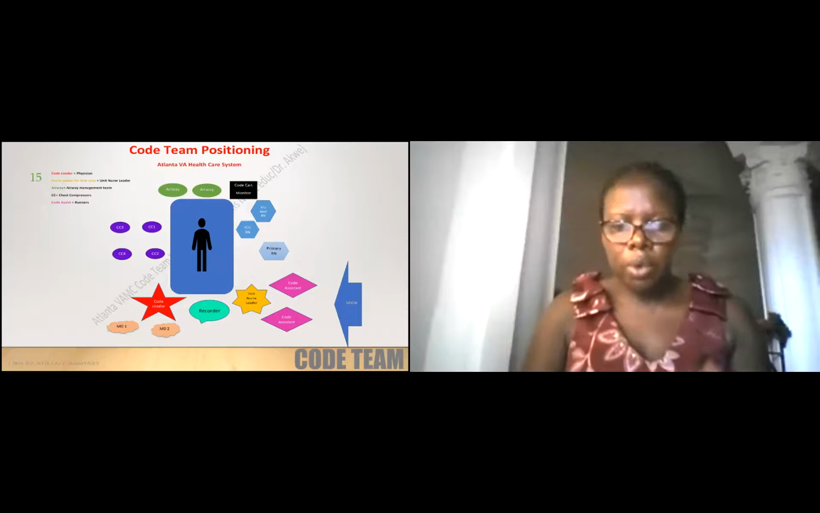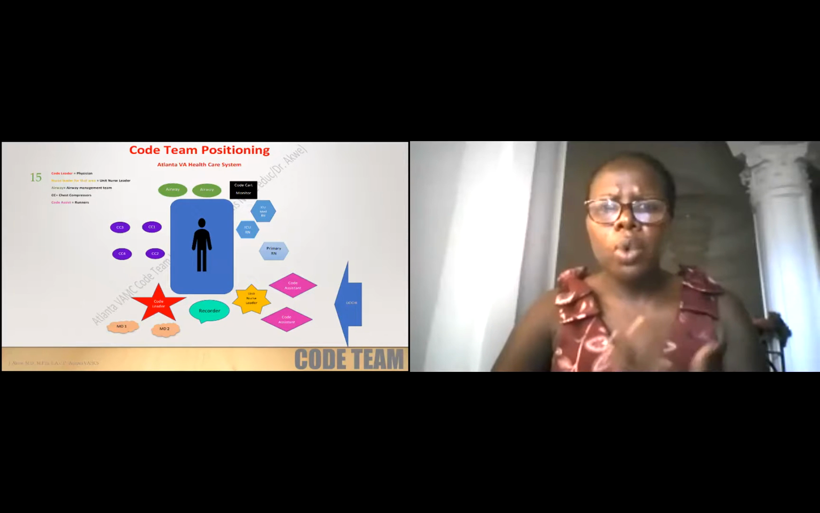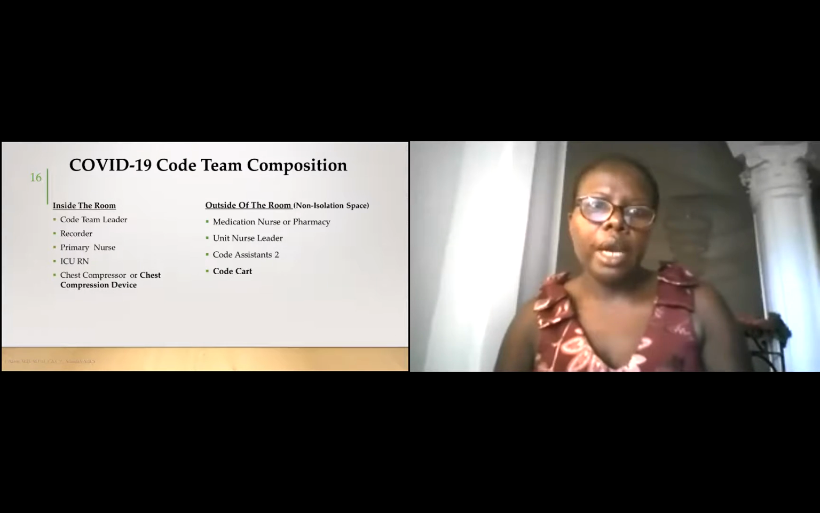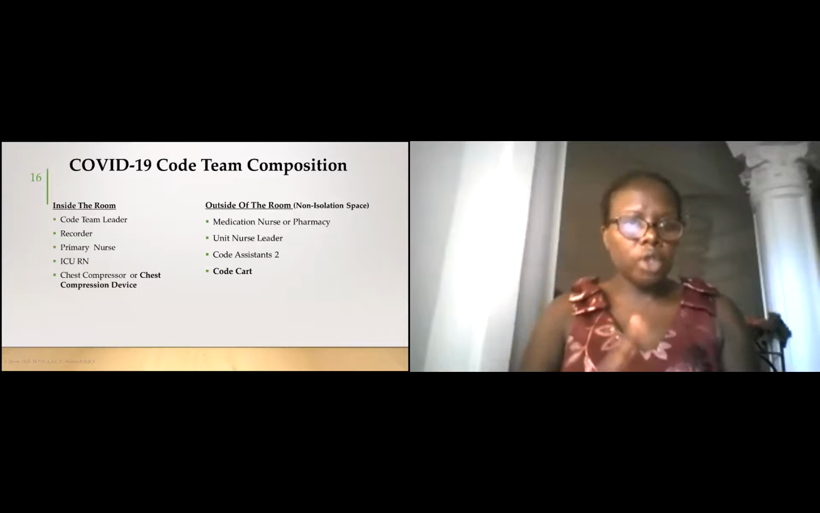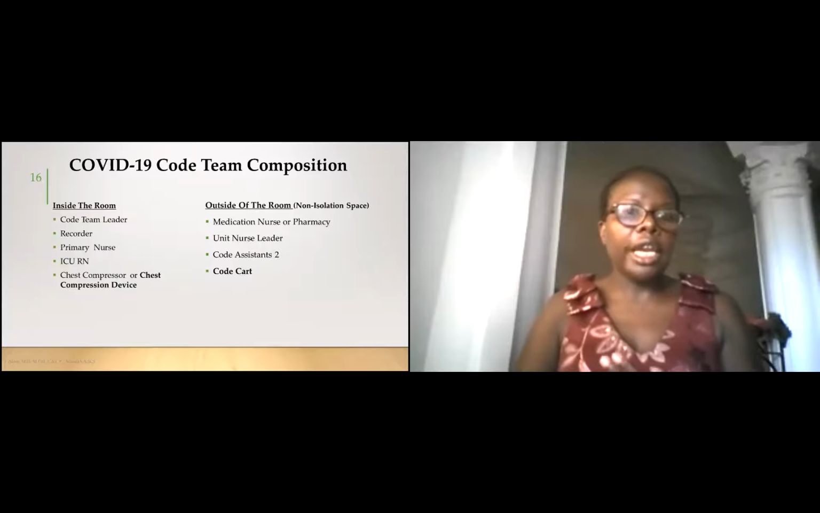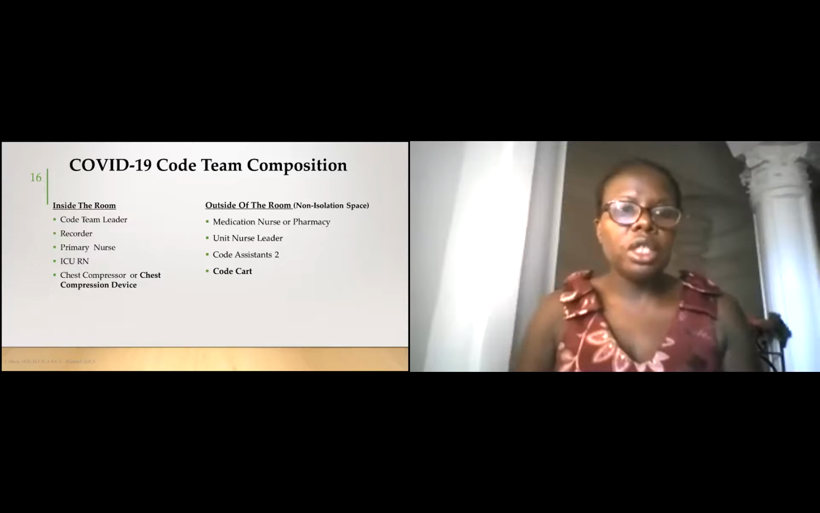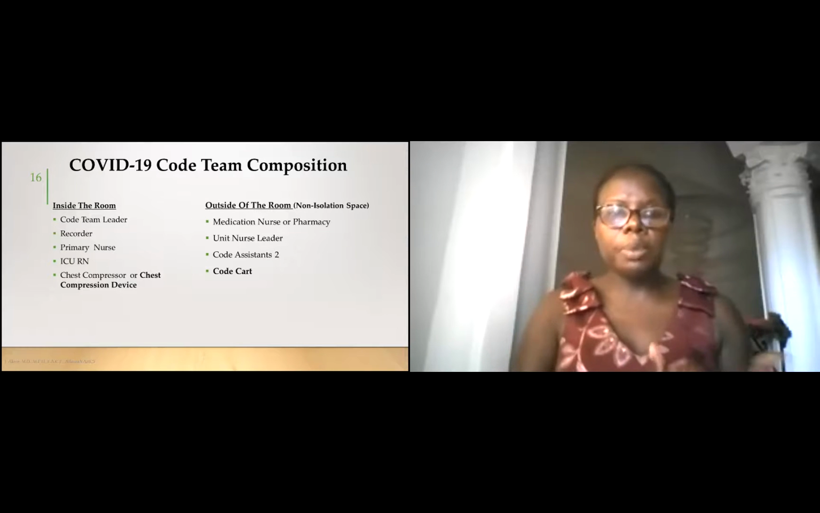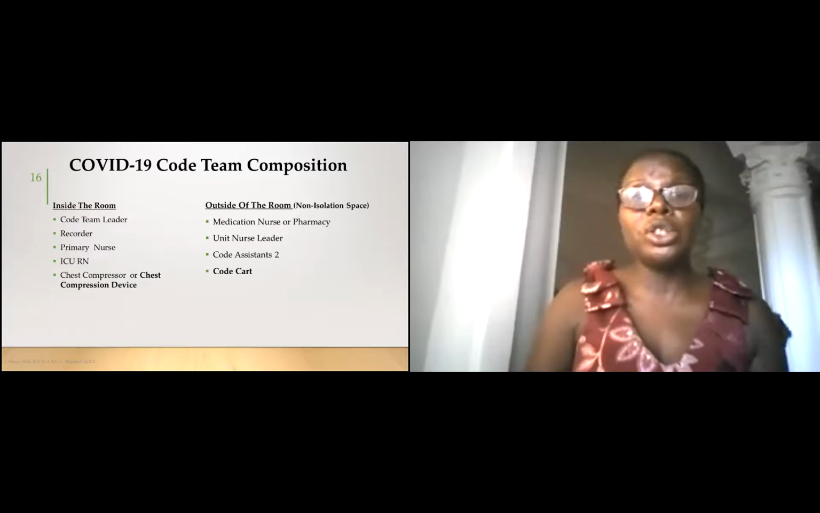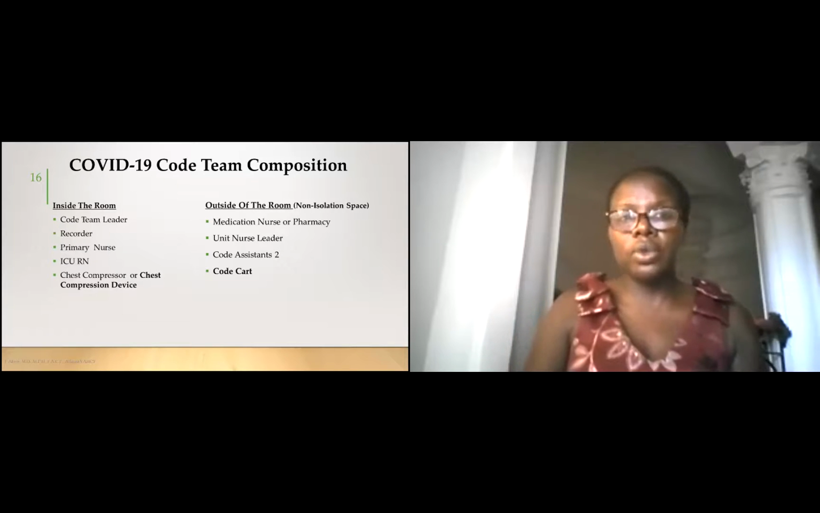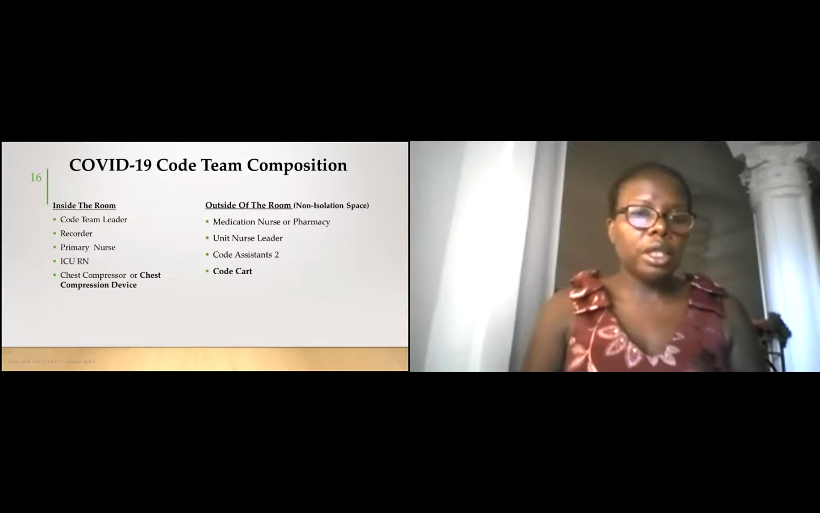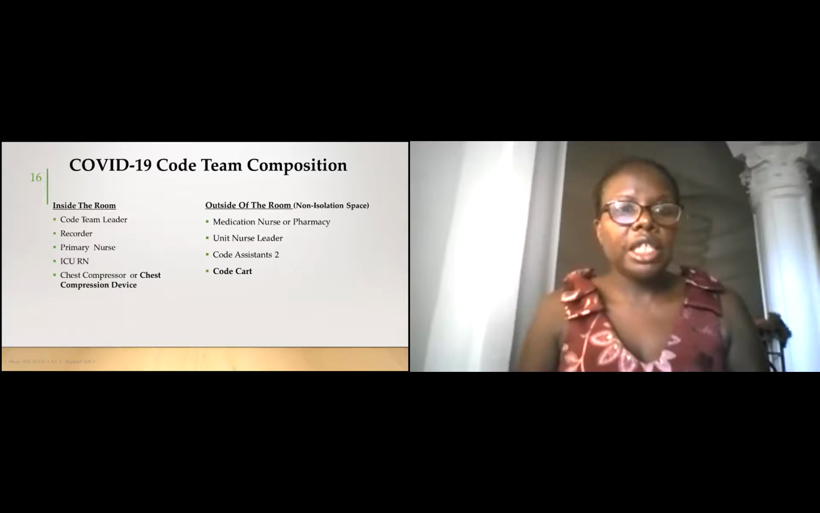But with COVID-19, we wanted to make sure that we limit the number of people who are in the room. And so inside a room in patients with COVID-19 who are going into cardiac arrest, we want to make sure that you have just the code leader, the recorder, primary nurse, an ICU nurse, because in the United States, you do need certain certifications to be able to administer certain medications. In my hospital, the people who have these certifications are ICU nurses, and so they are required to be in codes and help with administering these medications. And then we have chest compressors, or if you have a chest compression device, then the chest compressor is eliminated.